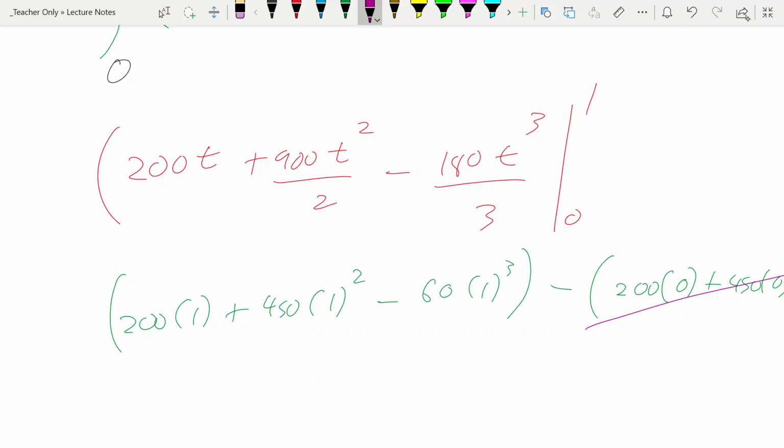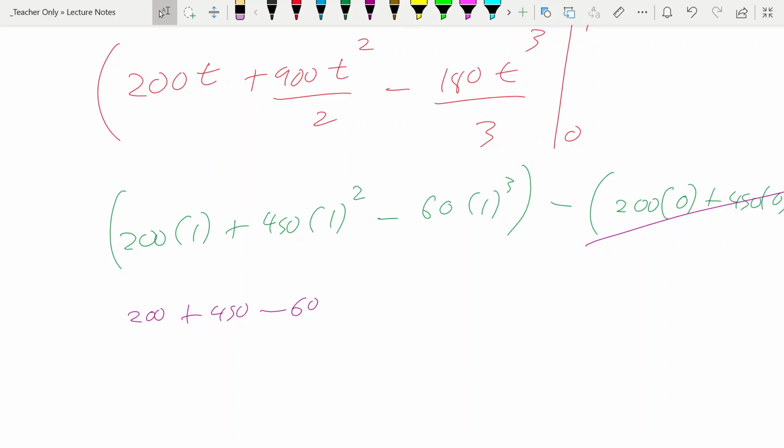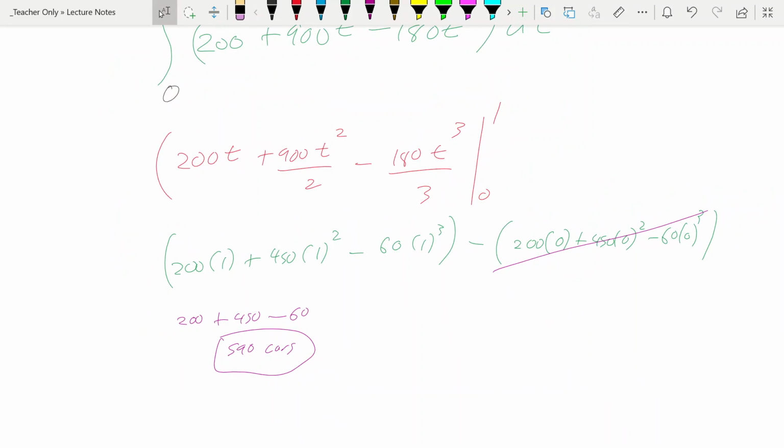So therefore, 200 plus 450 minus 60. So let's see. This would be 200. That'd be 650. Take away 60. So that'd be 590 cars. Okay. So I hope that helps, and I hope it helps you evaluate future problems that are similar.